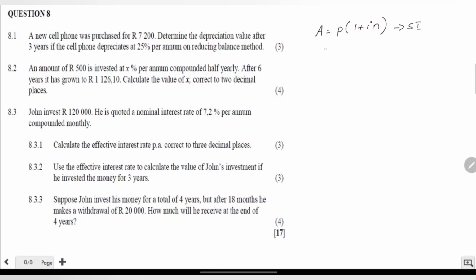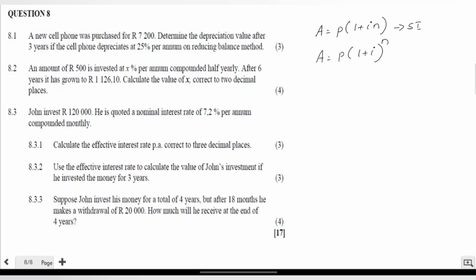Then when it comes to compound interest, how do you get the final value? Initial value times (1 + i) to the power N. It's an exponential growth. Sometimes we use the same formula for population growth, but the simple interest formula we use mainly for hire purchase. So this is all about simple interest and compound interest.